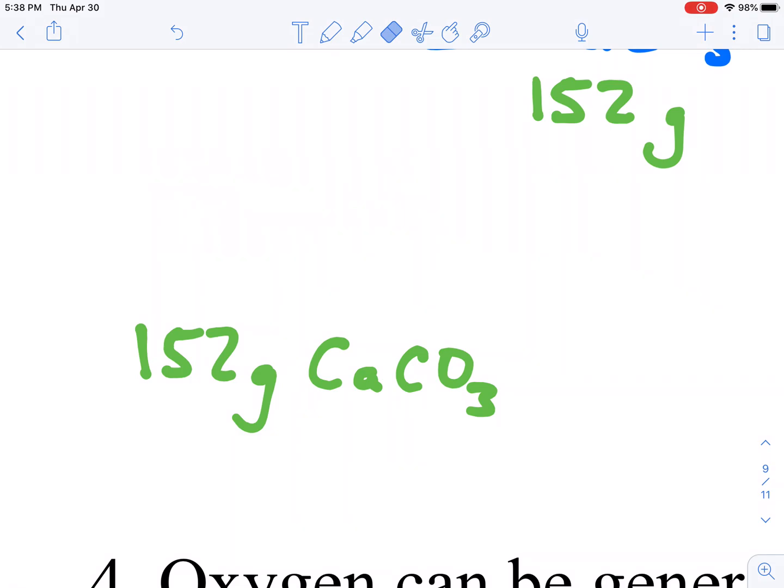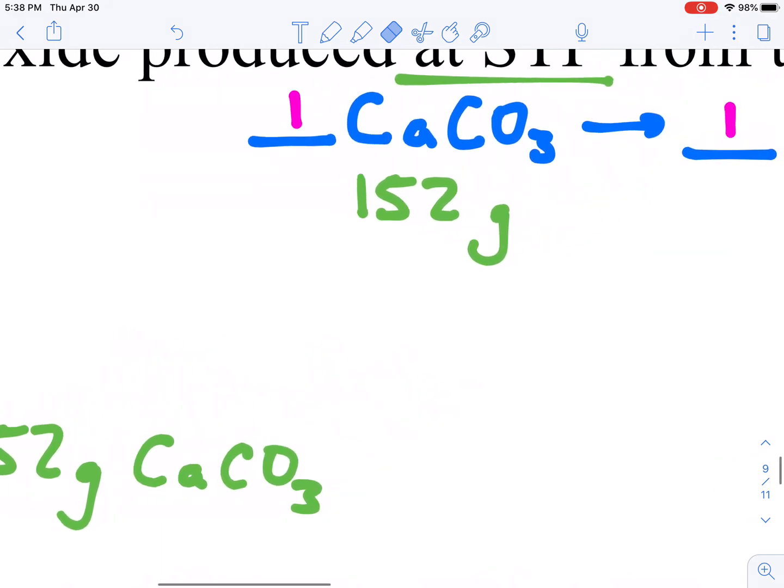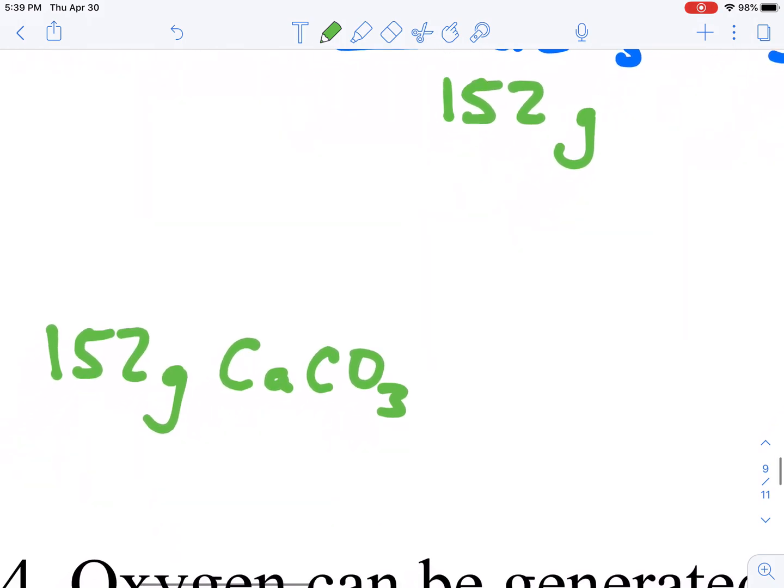And you might ask, well, could we use the density to get to liters? And maybe, but also an issue is that calcium carbonate is a solid. This is like a solid powder at room temperature, right? So we're not going to be doing this with 22.4. That only applies to gases. But there's another trick up our sleeves.